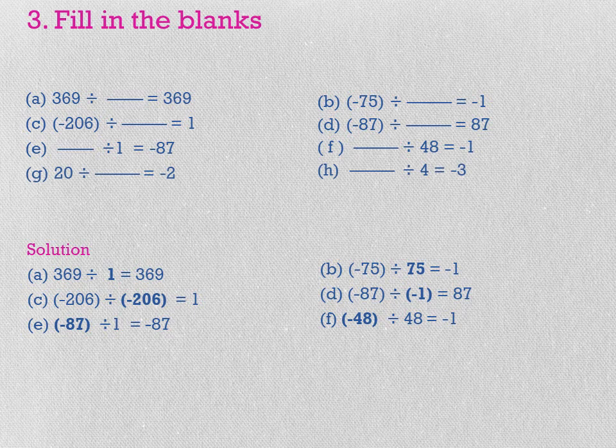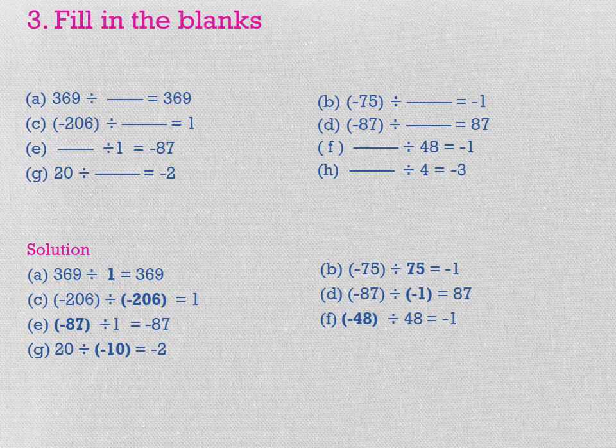G. 20 divided by dash is equal to negative 2. 20 divided by 10 is 2. Here we have to get the answer as negative 2. Therefore, we have to divide it by negative 10. 20 divided by negative 10 is equal to negative 2.